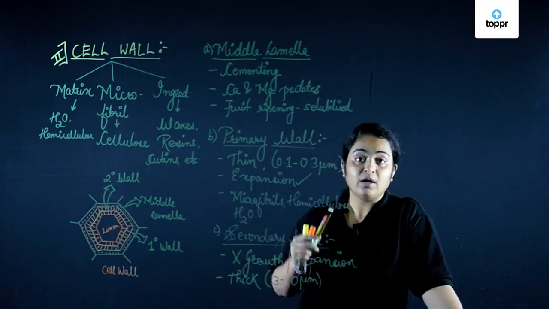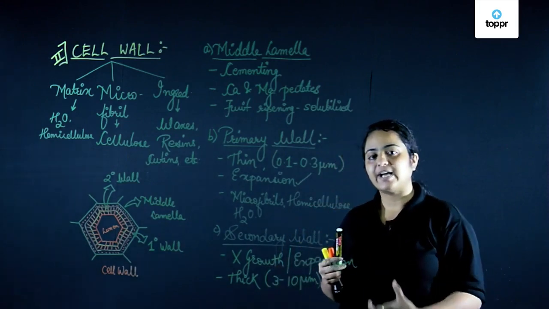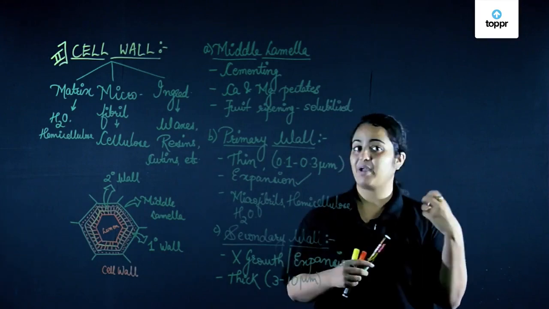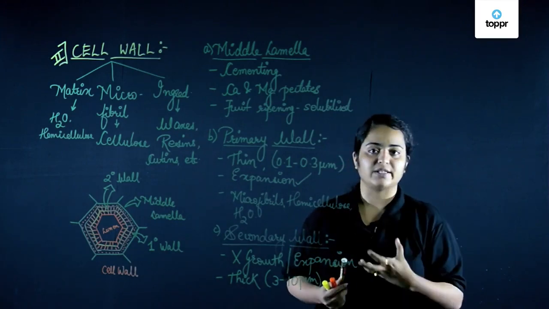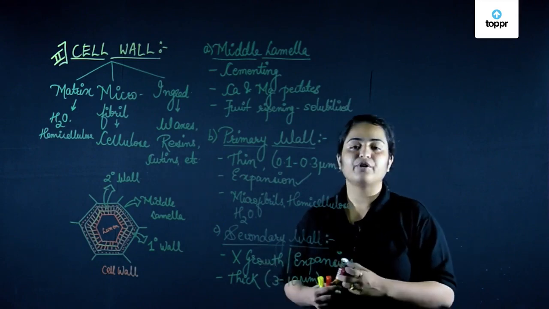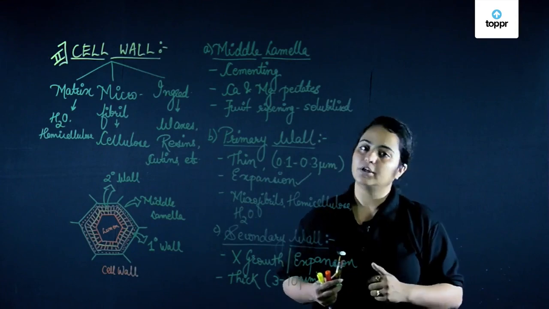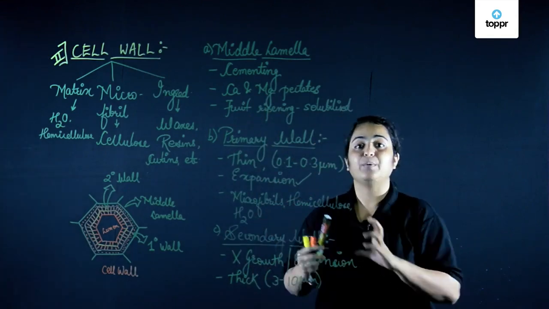The secondary wall may also have different components, that is, the matrix that it has can have different substances. Some may have waxes, some may have suberin, some may have, say, tannins or gums, etc. All these different components in the secondary wall help us to differentiate between the two tissues. So this was the basic structure of how the cell wall appears.